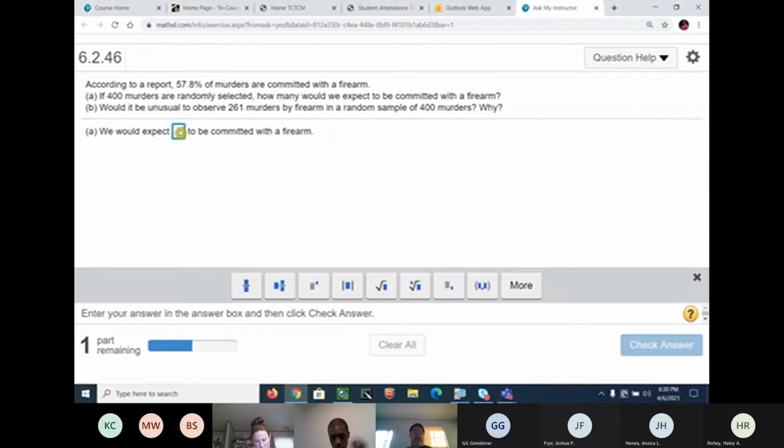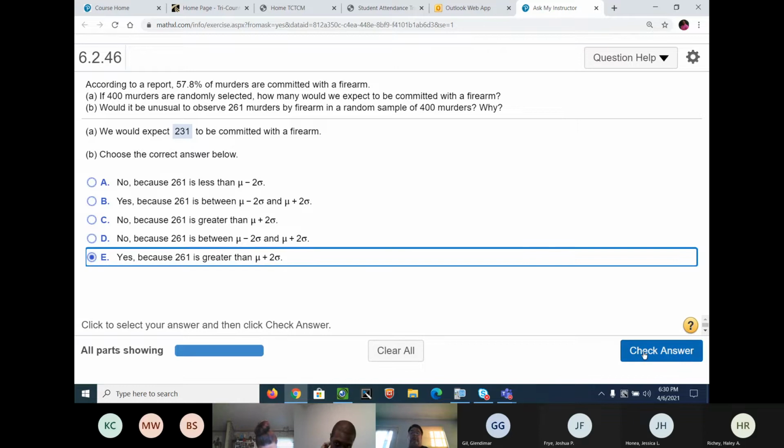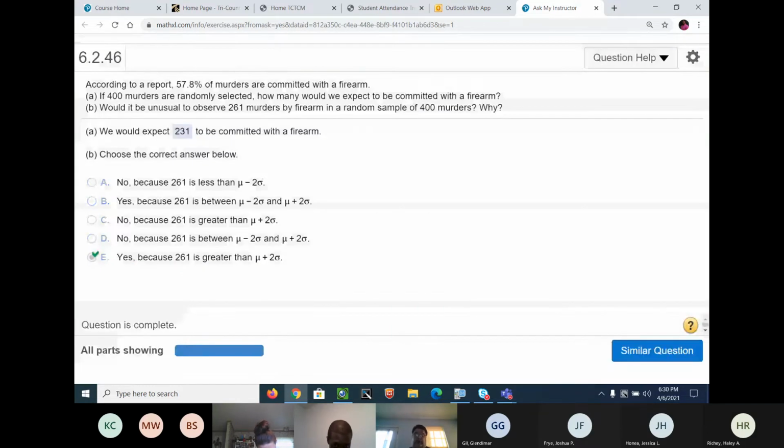So, the answer to A is 231. And the answer to B, it fell into pink. So that means it is unusual because 261 is greater than 2 standard deviations. Now, those are 2 good test questions.